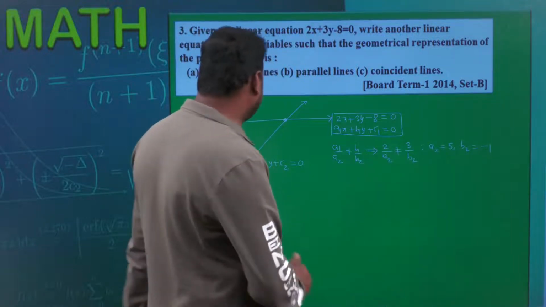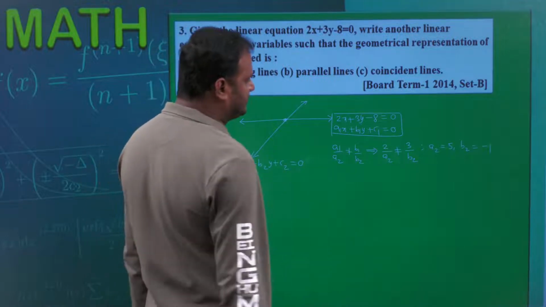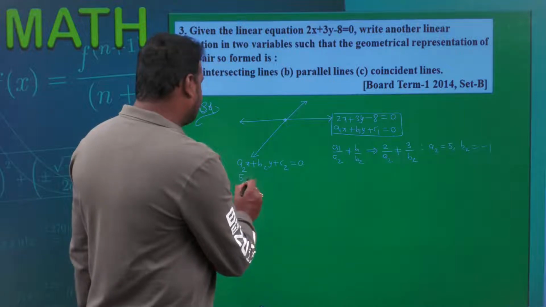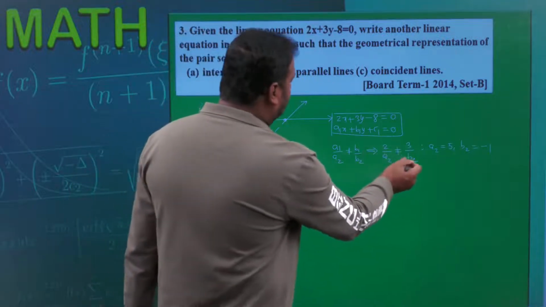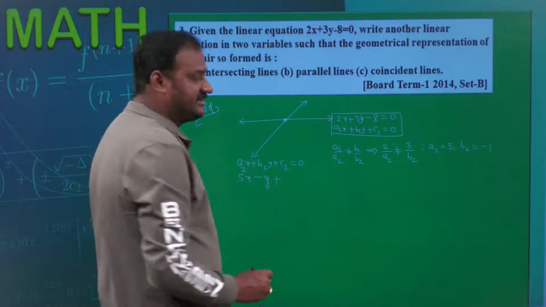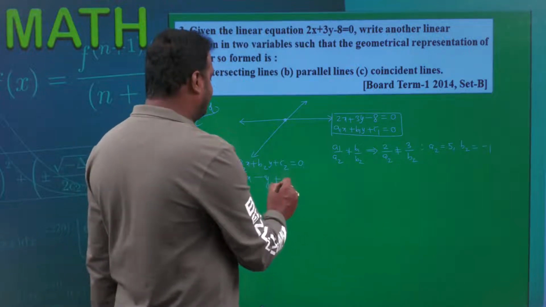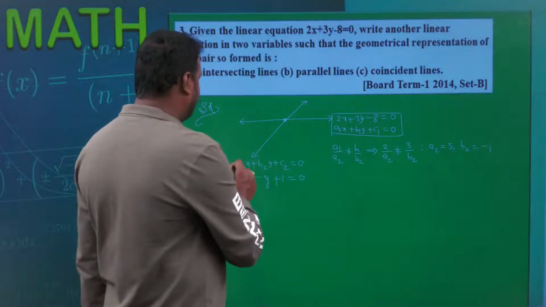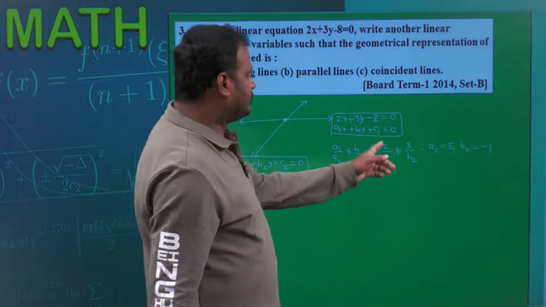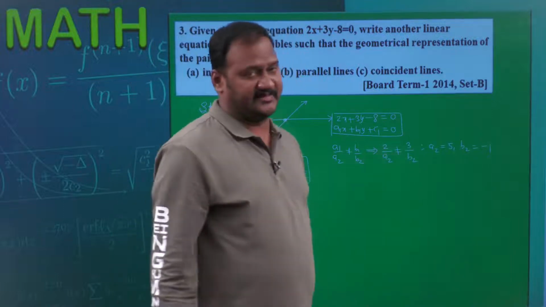Therefore, one of my lines, a2x plus b2y plus c2 is equal to 0, is what line? 5x, b2 is equal to minus 1, so minus y. What about c? c can be anything, right? Can be anything, plus 1 is equal to 0. Do you agree with this? Because here 2 by a2 is not equal to 3 by b2.